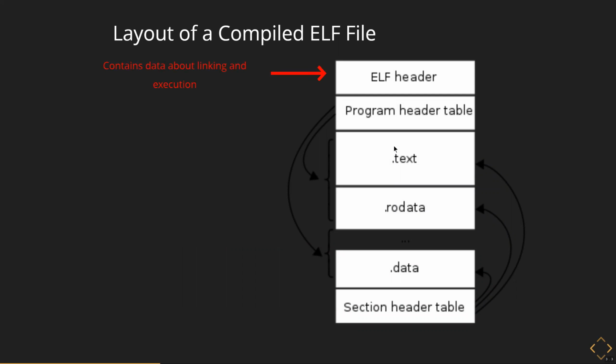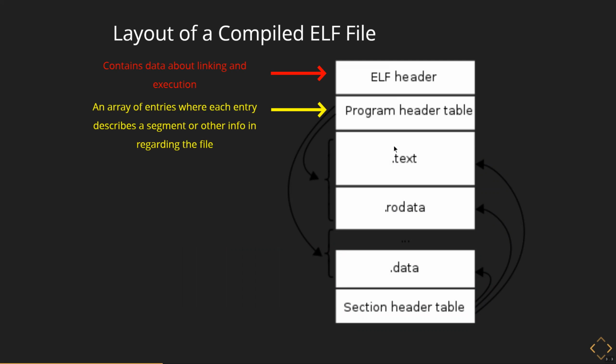The ELF header contains data about linking and execution. Generally this is information about what is needed for the operating system to actually execute this program. This is just some metadata about what's going to be happening, essentially.